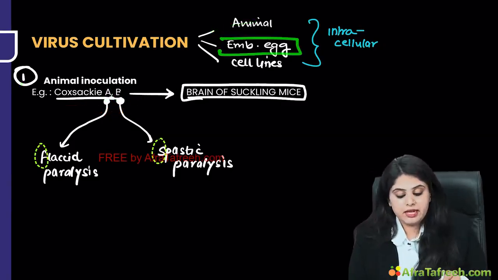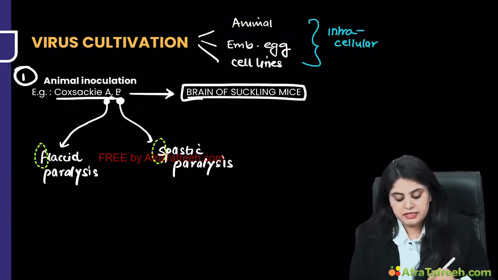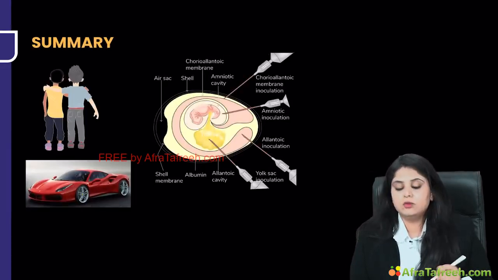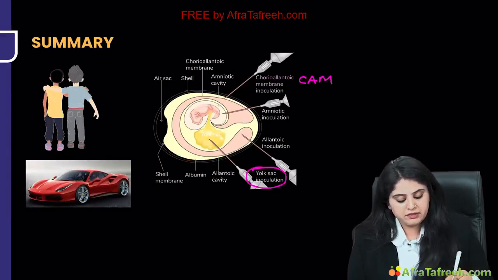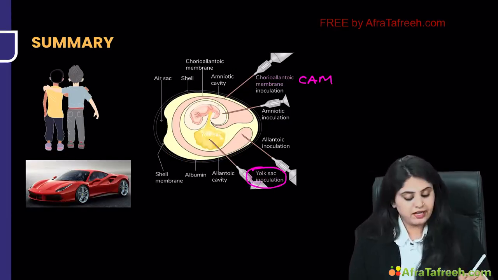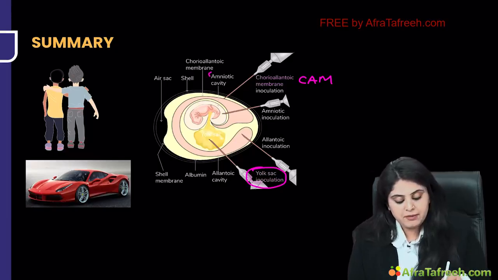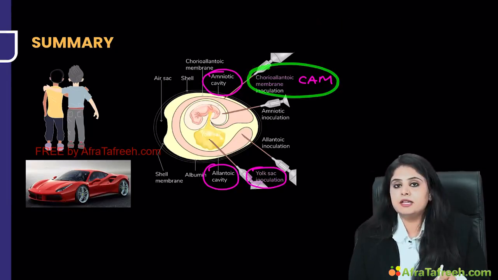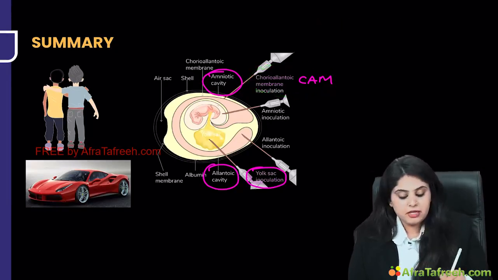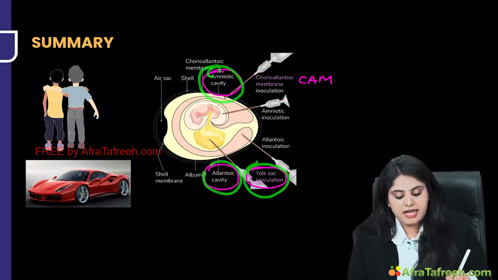How do I grow it in an embryonated egg? Firstly, this is how an embryonated egg looks. What parts are there? There is a chorioallantoic membrane, that is CAM. Then there is a yolk sac, where you can grow it. Then there is an amniotic cavity and an allantoic cavity. So four things: chorioallantoic membrane, yolk sac, amniotic cavity, allantoic cavity.